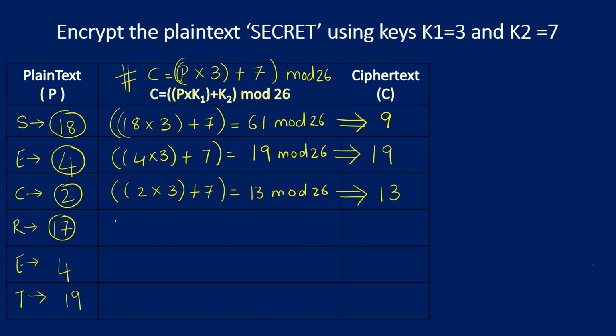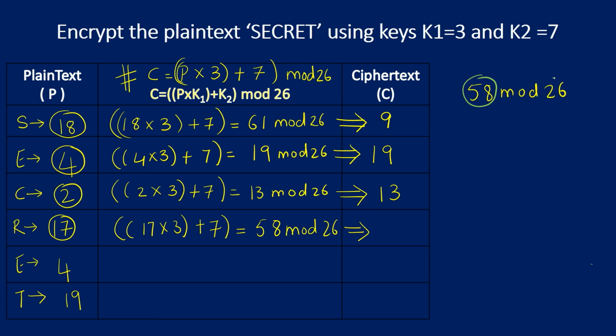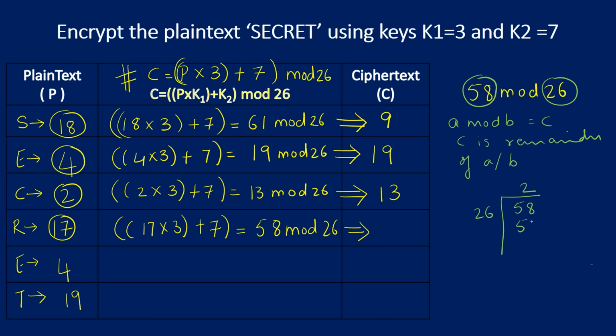The next number which we want to encrypt now is 17. So we do 17 into 3 plus 7. The resultant answer we get is 58 mod 26. Now what is the answer of 58 mod 26? Since 58 is greater than 26, you have to do division. As I told you, A mod B is equal to C, where C is the remainder of A divided by B, and you perform it when A is greater than B. So you divide 58 by 26. 26 into 2 is 52 and the remainder is 6. So the answer of 58 mod 26 is 6.